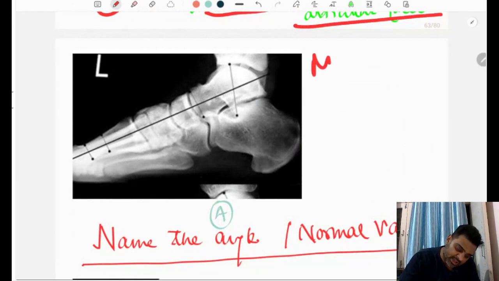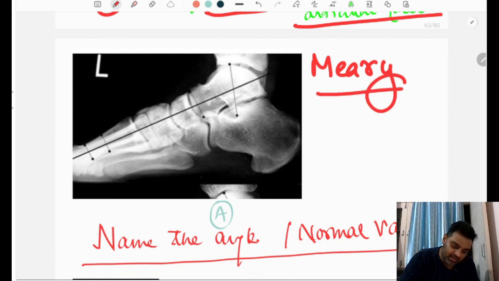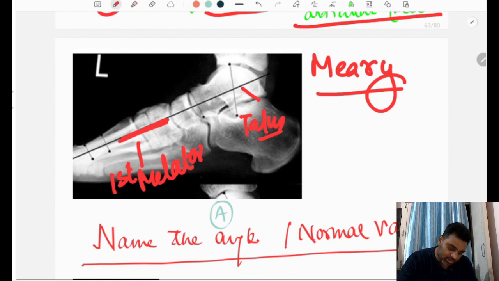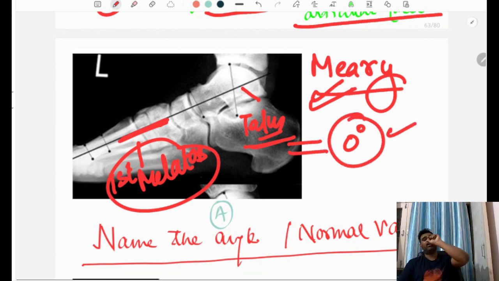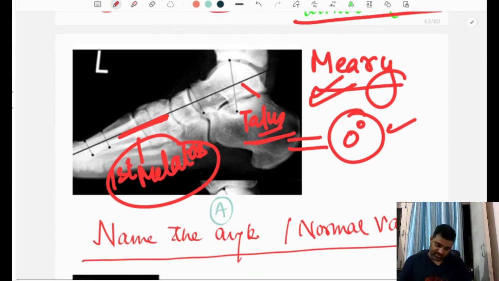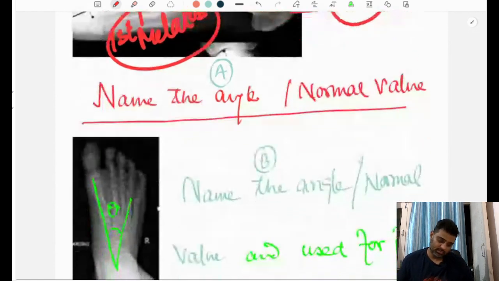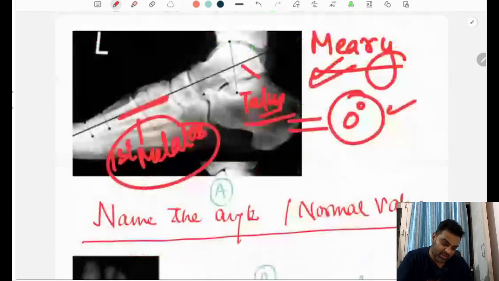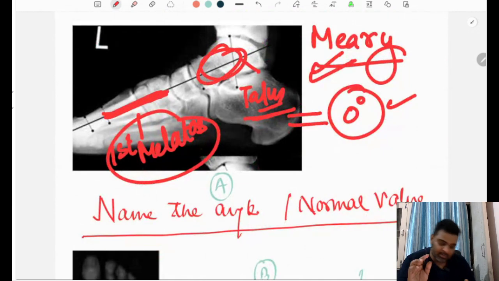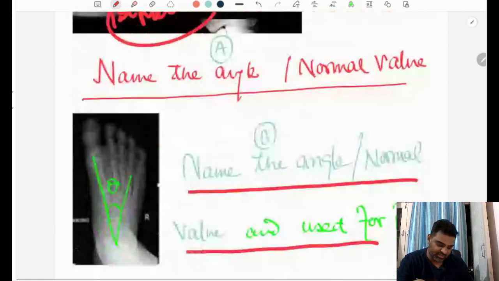Yes, this is the Meary's angle. This is the talus bone, and this is the first metatarsal. So the angle between the talus and the first metatarsal is known as the Meary's angle, and the normal value is 0 degrees. This is the only angle with a normal value of 0 degrees. They have also named the angle and normal value of this. Now what is this?